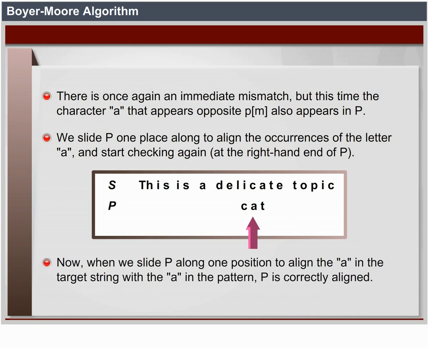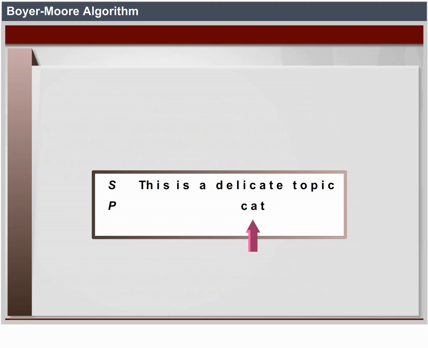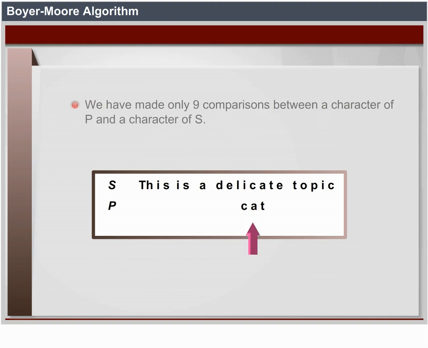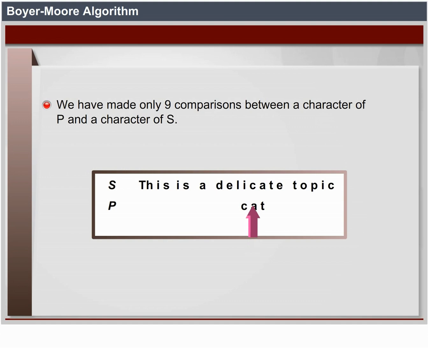Now, when we slide P along one position to align the a in the target string with the a in the pattern, P is correctly aligned. A final check, always from right to left, will confirm this. In this example, we have found P without ever using rule 2. We have made only 9 comparisons between a character of P and a character of S.